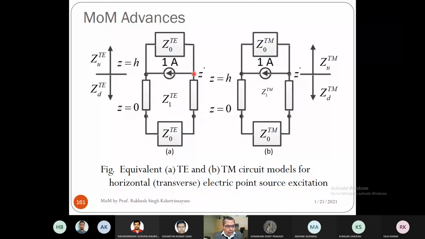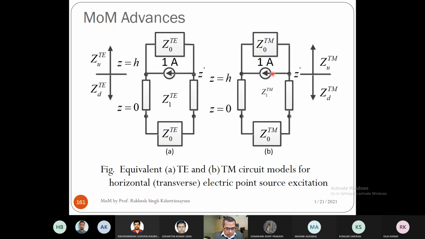And we also have another free space. We can represent it by Z naught T, which is 377 ohm. And at the interface between layer 1 and layer 2, I have a current density. I want to find the impulse response of the system, so I assume that the current density is 1 amp.